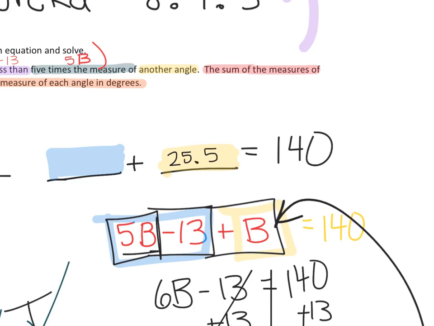Now, in order to find this mystery angle A, we're just going to subtract. So we got 140 is the grand total, minus 25.5. Type that in my calculator, 114.5.